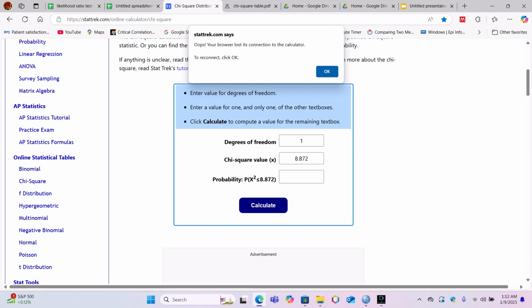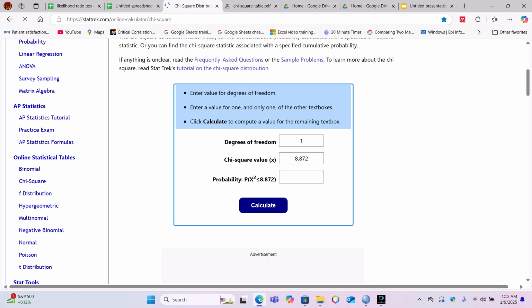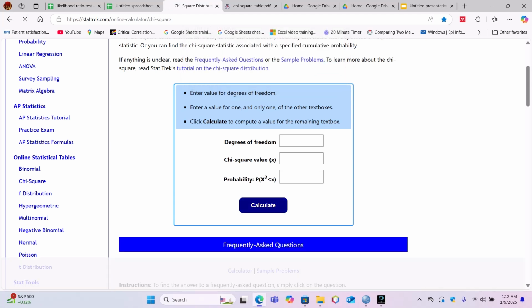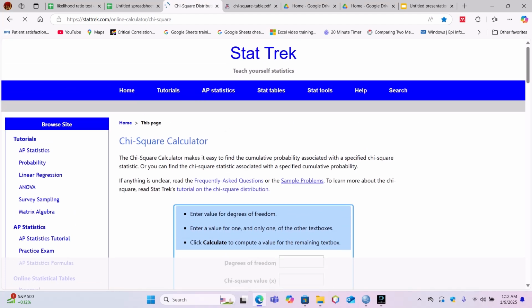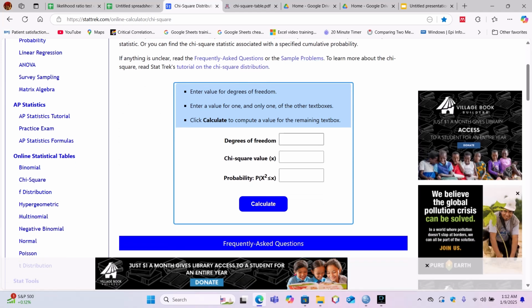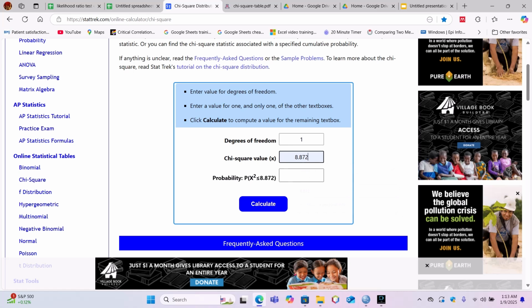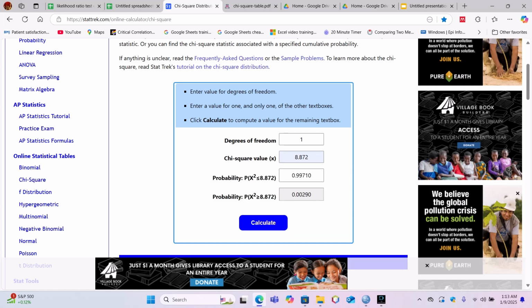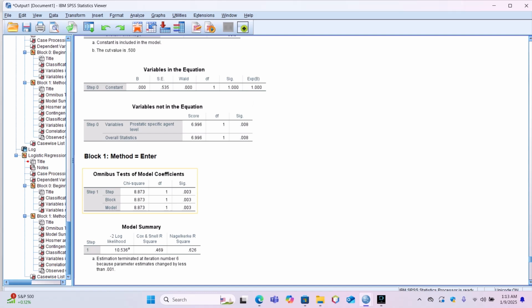We'll calculate the probability, and I think we'll have to refresh the page again. So the degree of freedom was 1, and when we calculate the probability, we can see that it's 0.0029, which is approximately 0.003, which is computed here.